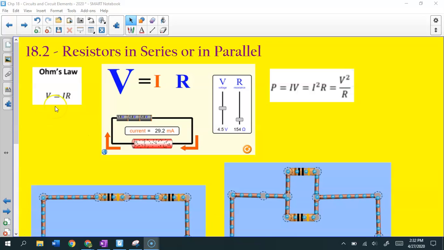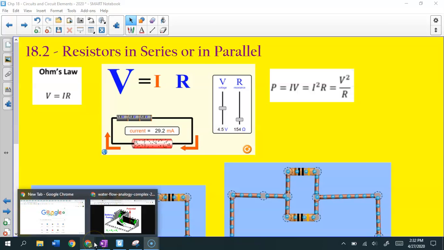The first thing you've got to know is a famous law in electricity, and it's called Ohm's law. Ohm's law says that the voltage is equal to the current multiplied by the resistance, and that's for every single resistor and every single battery. That's for every single circuit. All right, let me explain what that means exactly.